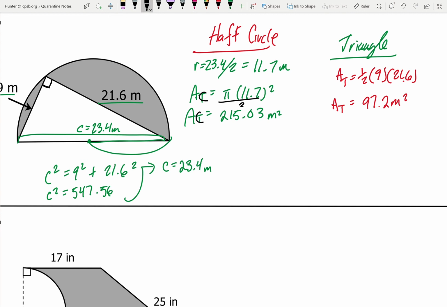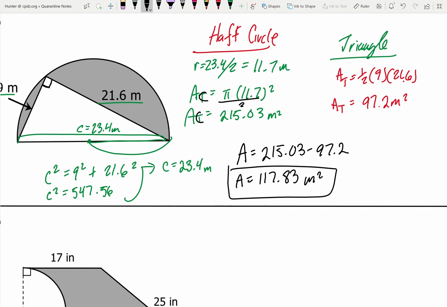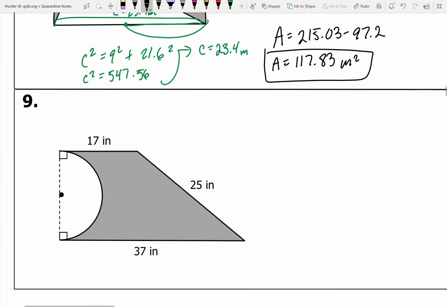Okay? Alright, now that we're on the right track, I have my area now, which is this 215.03 minus the 97.2. So my area is 117.83 meters squared. So see, when you're doing these, you have to be careful. It's not necessarily super hard, just easy to make a careless mistake like I did, okay? Just be very, very careful.